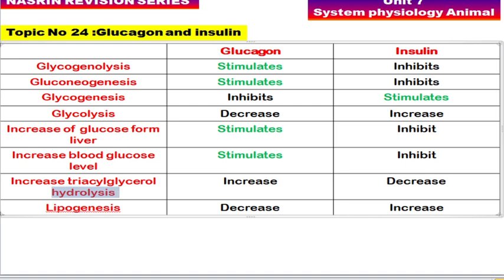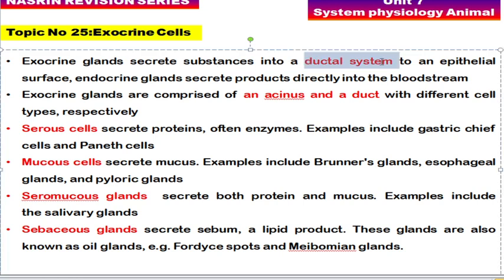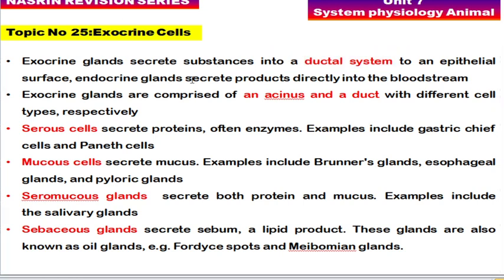This is a hydrolysis process, not a synthesis process. Next is lipogenesis. Glucagon will decrease the lipogenesis process, whereas insulin will increase the lipogenesis process. Next are exocrine cells. Exocrine glands secrete a substance into a ductal system to an epithelial surface, whereas endocrine glands will secrete their products or hormones directly into the bloodstream.